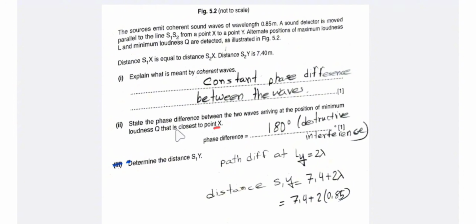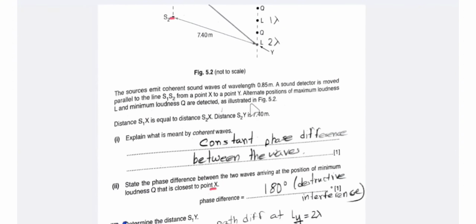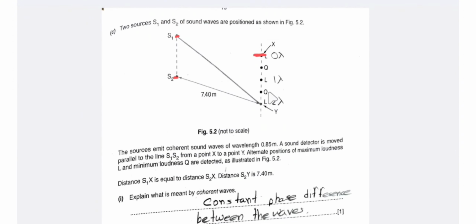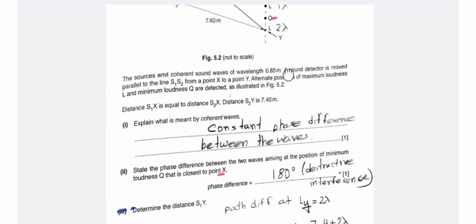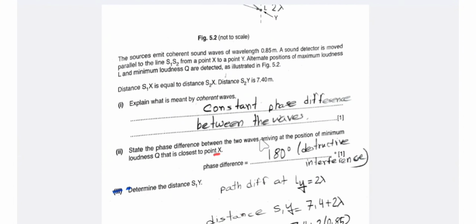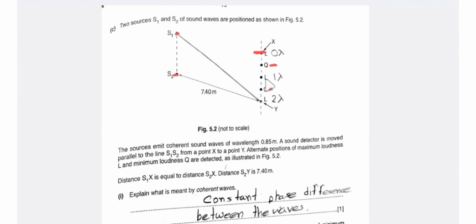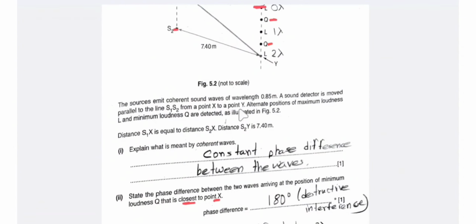Now we need the phase difference between the two waves arriving at the position of minimum loudness Q that is closest to point X. Q is the minimum loudness. So which Q is closest to X? This value of Q is closest to X. Now we need to find the phase difference at this position.